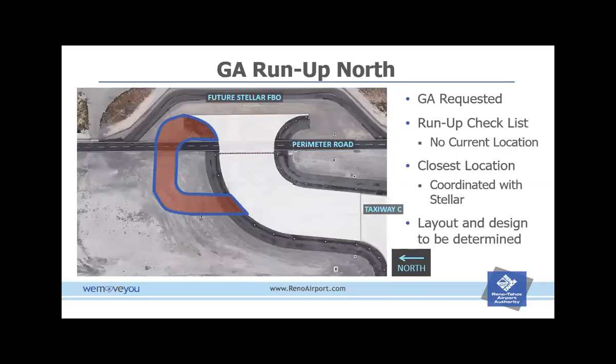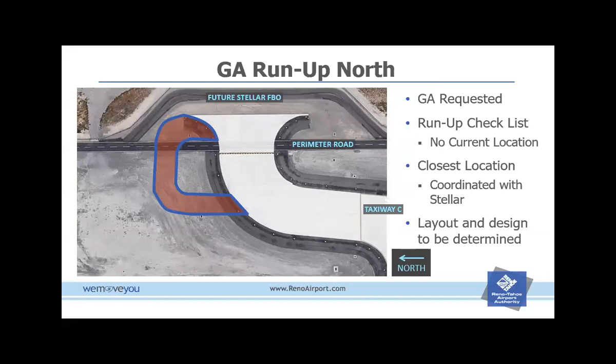Now, taking a closer look at the GA run-ups, you can see this is the north run-up here. And this has been requested by the general aviation community. Currently, we don't have any run-ups on the airfield. So when they have to do their run-up checklists, they don't have an actual location to do it. So they stop on the taxiway and do their checklist. It becomes a hazard, congestion, things like that.